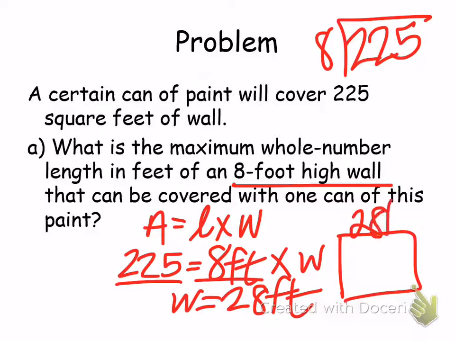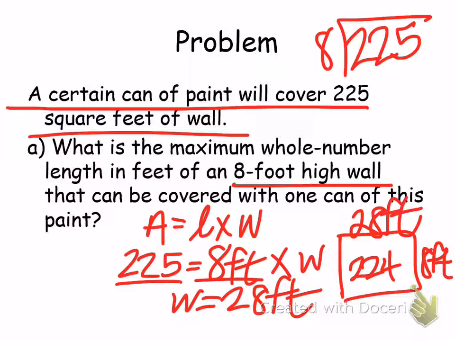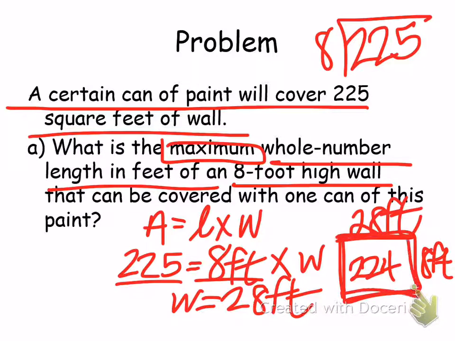So in this shape, I have my 28 feet and my 8 feet high. So that, if I multiplied those two together, I would find my area. When I multiply 28 times 8, I'm given 224 as the area. Remembering that the problem said a certain can of paint will cover 225 square feet of wall. What is the maximum whole number length in feet of an 8-foot high wall that can be covered with one can of this paint? My wall could not be any taller or wider because I couldn't use one can of paint to cover it. So because 28 times 8 gives me 224, it does not exceed the maximum that this paint will cover.